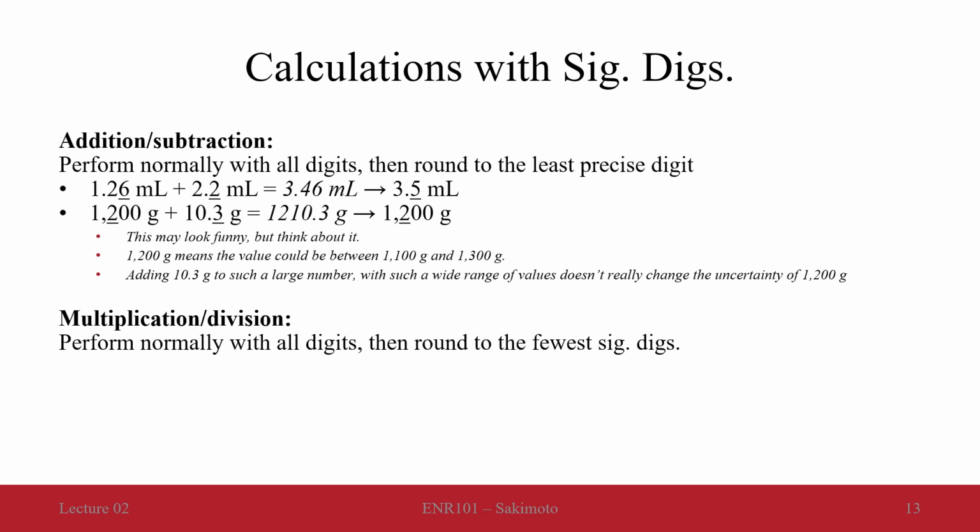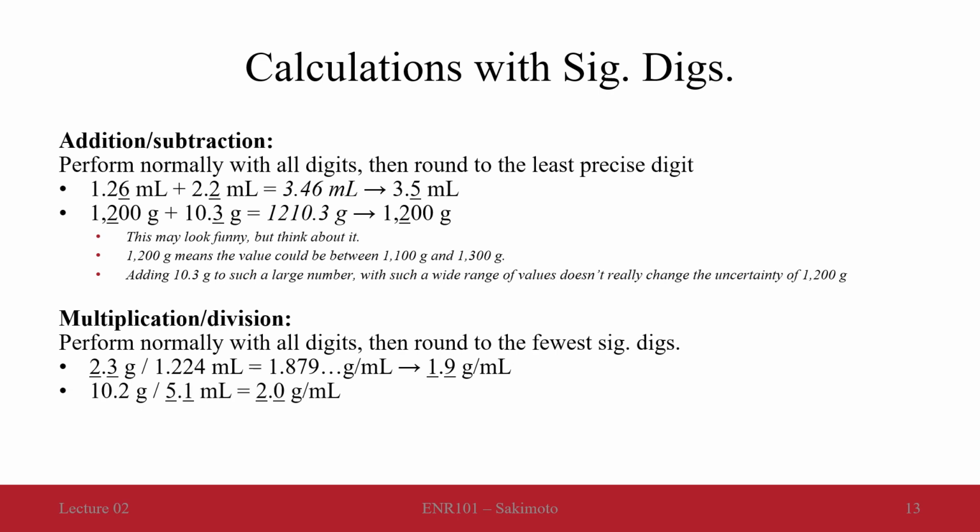First, again, we perform the calculation with all the digits. We plug everything into our calculator, but then we round to the fewest total number of significant digits. So if we took 2.3 grams and divided by 1.224 milliliters, we get 1.879 something, with more decimal places beyond that, grams per milliliter, a measurement of density perhaps. Because our 2.3 grams only has two significant digits, we round our final answer also to two significant digits, in this case 1.9 grams per milliliter.